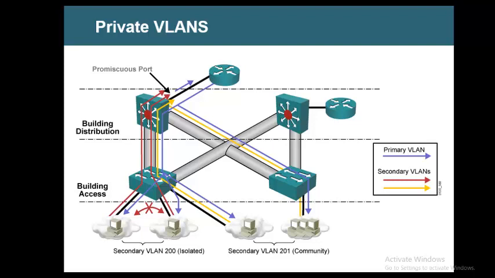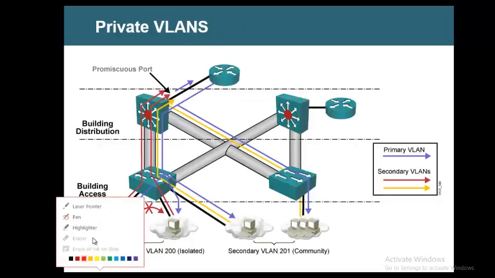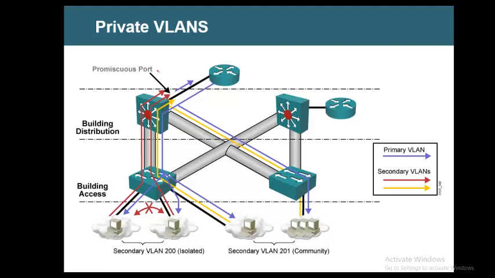So this 200 VLAN and 201 VLAN, they are not the primary VLAN. Let's say there is a VLAN called 100. 100 is the VLAN of the Prometheus port. That is the primary VLAN. You see the blue line? The blue line is coming from the Prometheus port. The Prometheus port is the trunk port that connects to the router. It can talk to isolate, it can talk to community. Prometheus has got access to everyone.